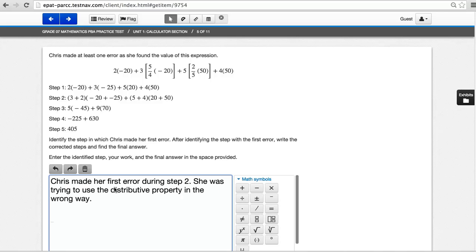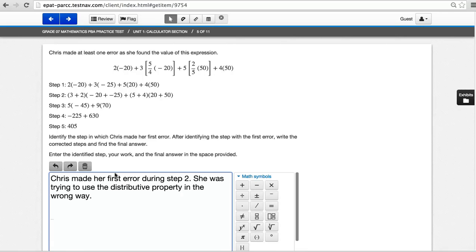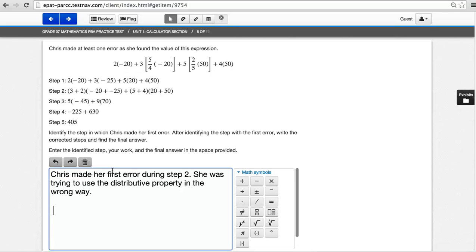Alright, it says enter the identified step, your work, and the final answer in the space provided. So we're going to start from step 1 and work our way to step 2 in the correct fashion. 2 times negative 20 would have given us a negative 40. 3 times negative 25 would have given me a negative 75. 5 times 20 would have given me 100. And 4 times 50 would have given me 200.